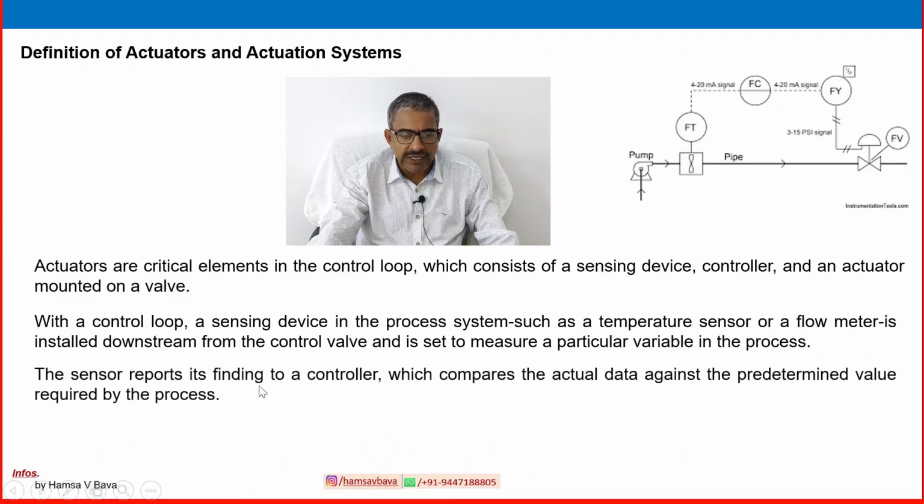The sensor reports its findings to a controller. Very simple. The sensor reading goes to the controller, but through a transmitter, because the transmitter receives the signal from the sensor and converts it into a suitable signal. Here it is an electronic 4 to 20 milliamp signal to the controller. The controller is located in a centrally located control room, either a local control room, DCS control room or SCADA control room. Any control room can be provided. The controller receives the signal, then compares it with the set point, then the output is provided to the actuator system through the converter.